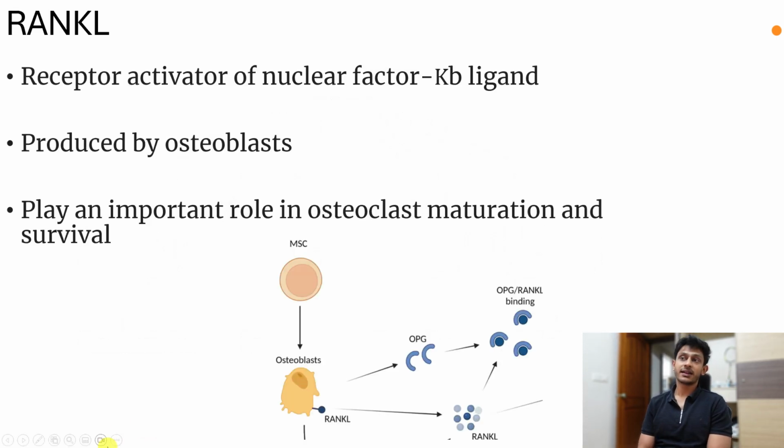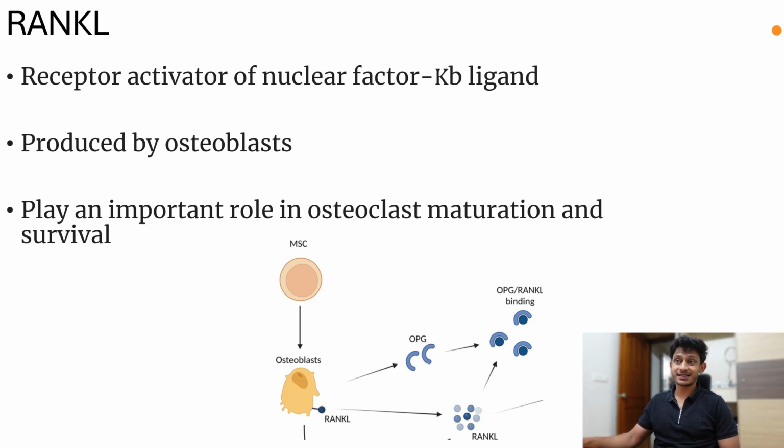RANKL, receptor activator of nuclear factor kappa B ligand. So these RANK receptors are present on osteoclastic precursors and osteoclasts. RANK ligand is produced by osteoblasts, and it plays an important role in osteoclast maturation and survival. How? As you know, mesenchymal stem cells, which are different from hematopoietic stem cells, produce osteoblasts. They can also produce myoblasts, fibroblasts, and adipoblasts. Those are different types of cells, so they can produce all types of cells.